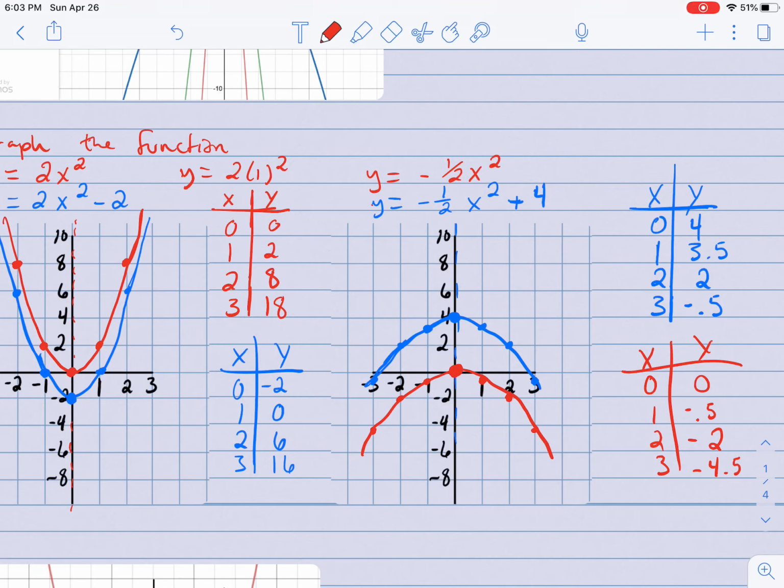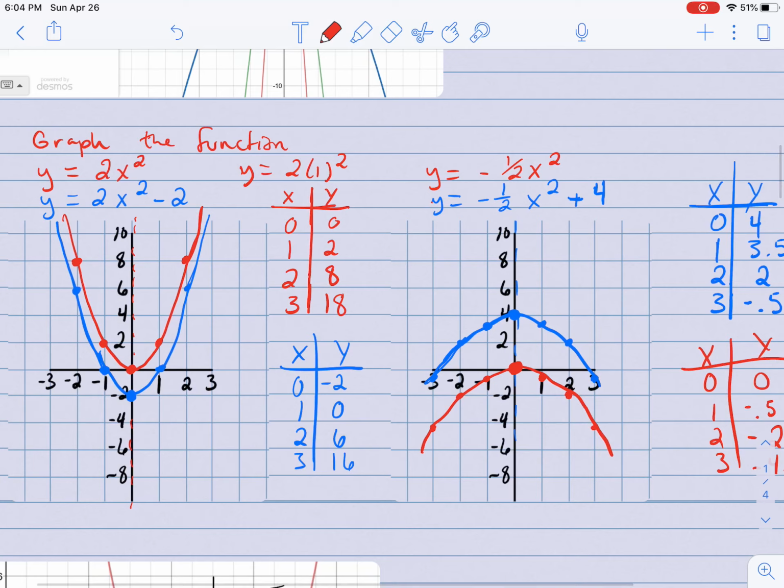So find the axis of symmetry, find the vertex, and the x is always going to be on the y-axis. And then your c value is going to give you the y coordinate of your vertex. Okay, and then if a is positive, it opens up. If a is negative, it opens down. And then you can just pick 2 points, 1 and 2, and then solve, and then just reflect over that axis of symmetry.